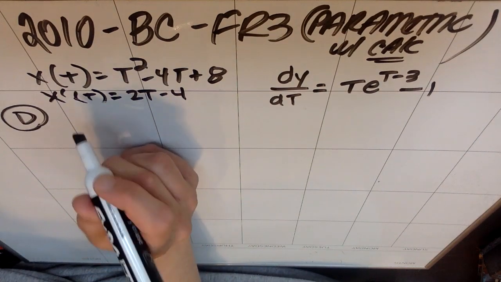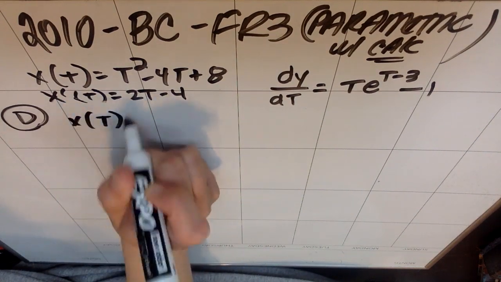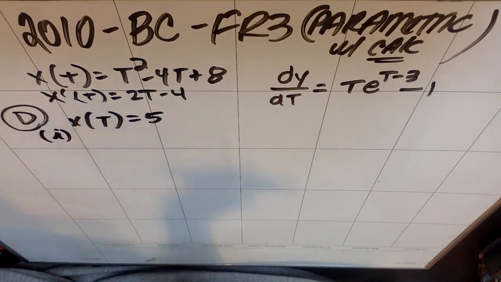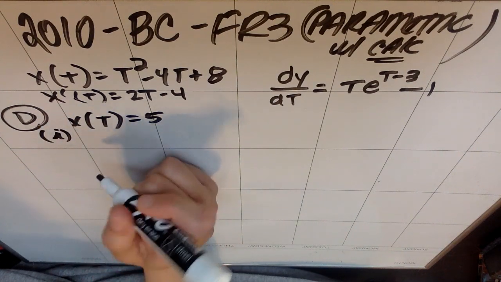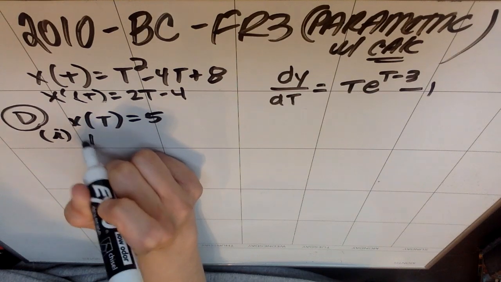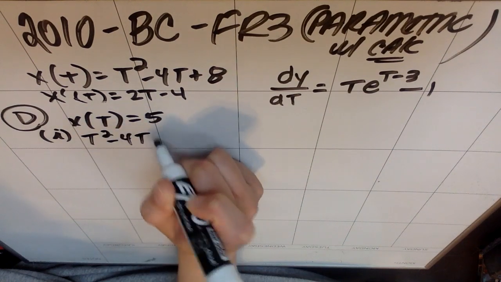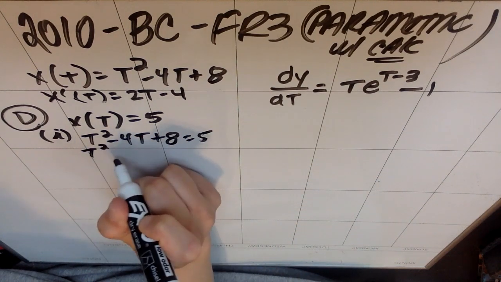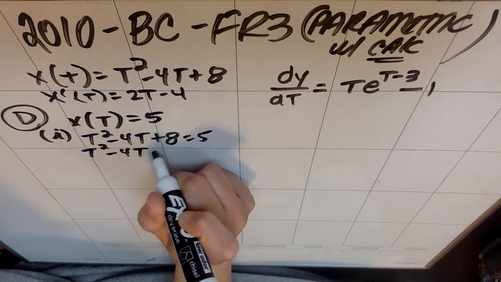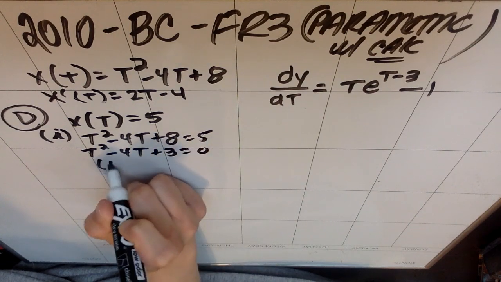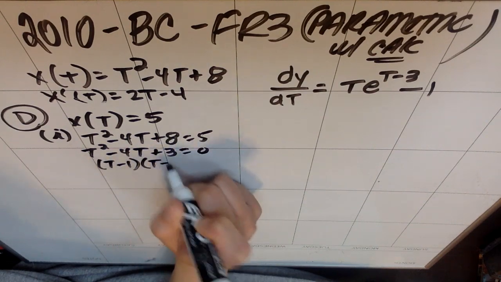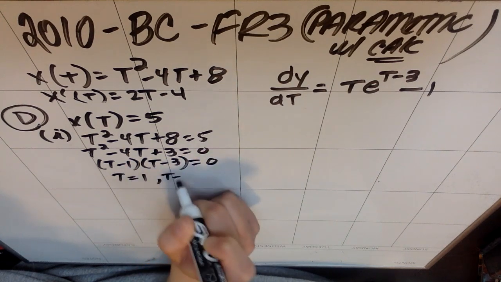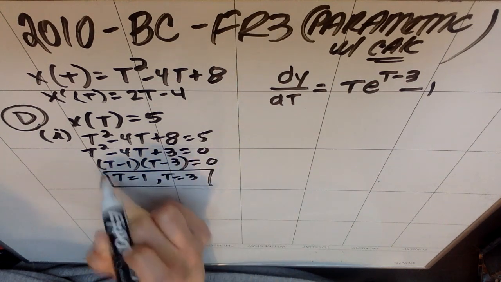Okay, so they're telling us that x of t equals 5 twice. First thing they ask us to do, little teeny Roman numeral number 1, is to find those two t values. So t squared minus 4t plus 8 equals 5. T squared minus 4t plus 3 equals 0. That factors nicely, which is not always going to happen, but yay, it did. So the two answers I get are t is 1 and t is 3. Okay, so that's the first one, Roman numeral 1.